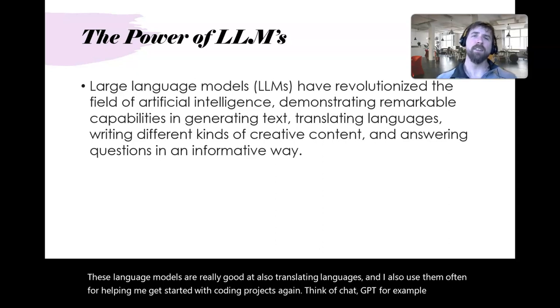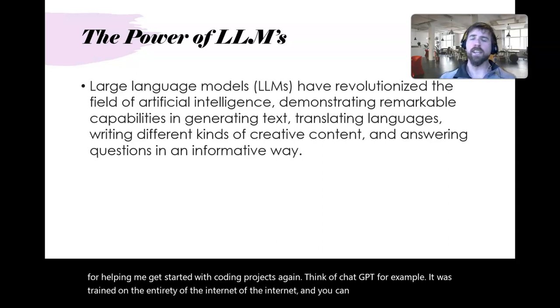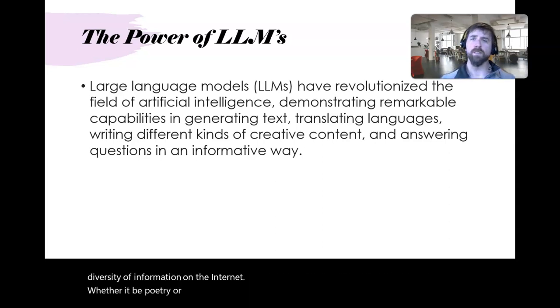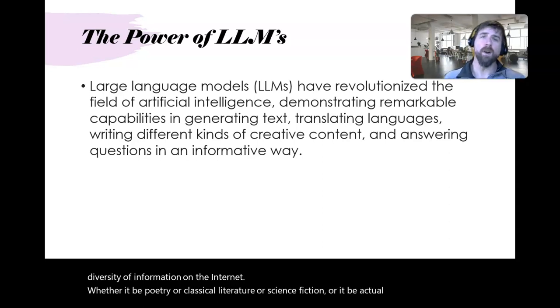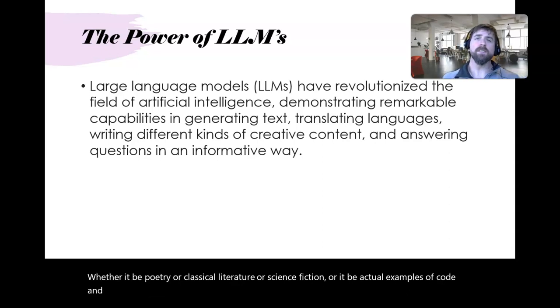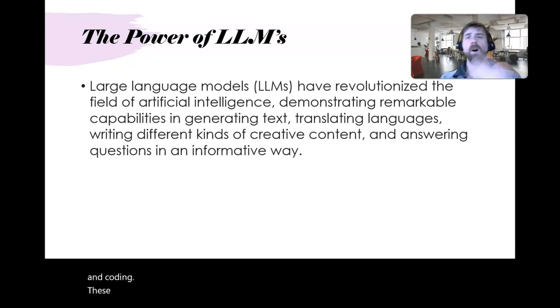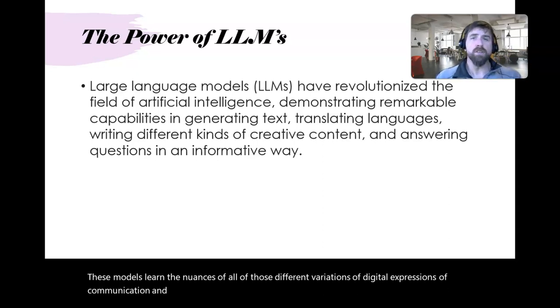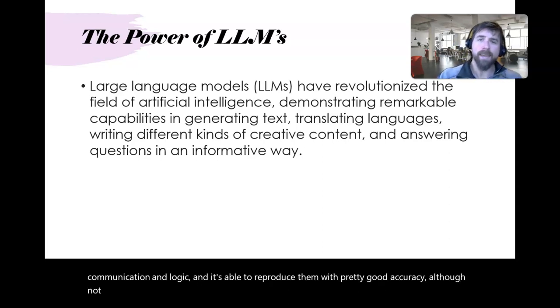It was trained on the entirety of the internet, and you can imagine there's just a great diversity of information on the internet, whether it be poetry or classical literature or science fiction, or actual examples of code and coding. These models learn the nuances of all of those different variations of digital expressions of communication and logic, and are able to reproduce them with pretty good accuracy, although not perfect. So how do we make them better at what they're producing?